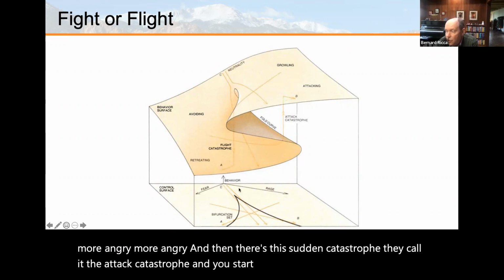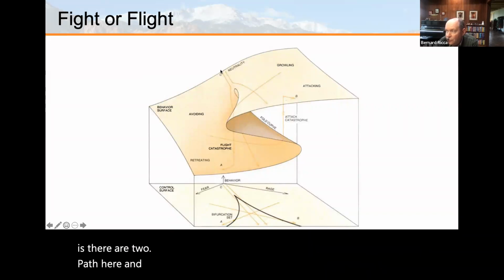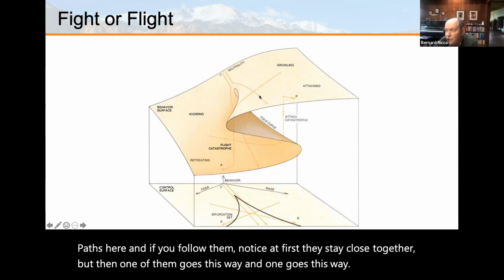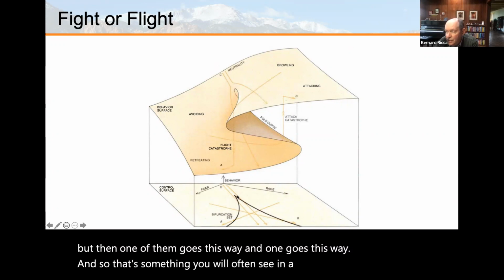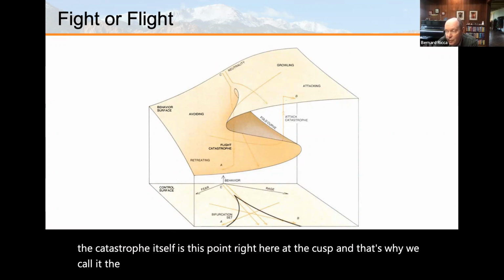The other thing to note is there are two paths here. And if you follow them, notice at first they stay close together, but then one of them goes this way and one goes this way. And so that's something you will often see in a catastrophe. Last thing is the catastrophe itself is this point right here at the cusp. And that's why we call it the cusp catastrophe, because we have this particular point.